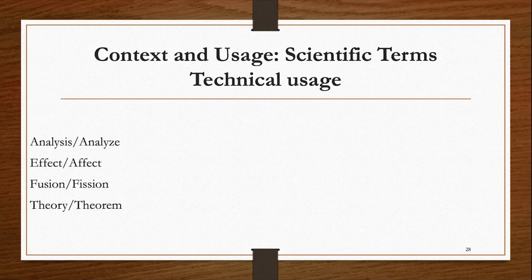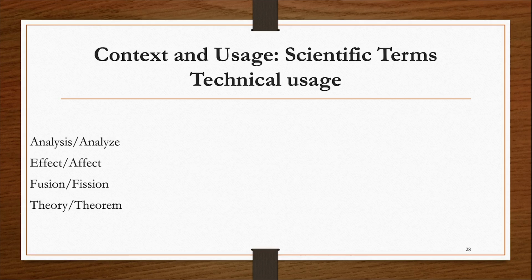Now, fusion and fission. Fusion is the process of combining two or more things into one, often used in physics to describe the merging of atomic nuclei. For example, you can say nuclear fusion occurs in the sun, producing energy. Whereas fission is the process of splitting something into parts, especially in physics, to describe the splitting of an atomic nucleus. That is, nuclear fission is used to generate electricity in power plants.